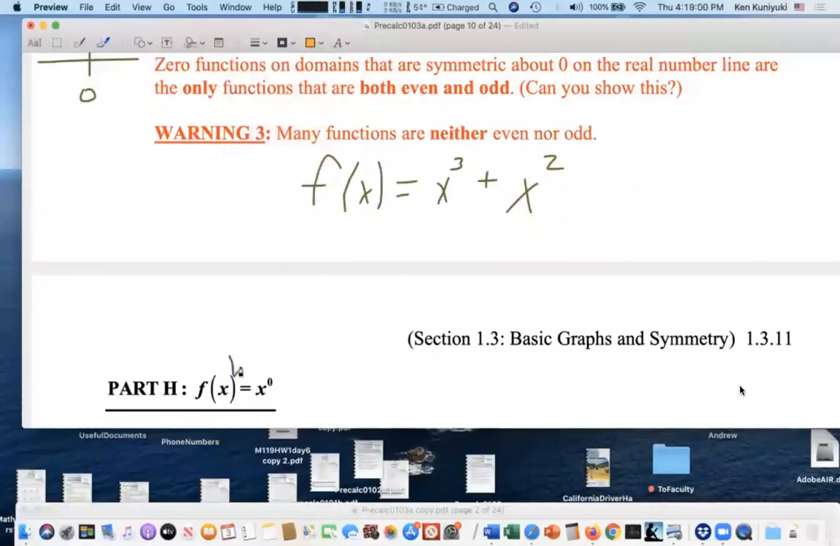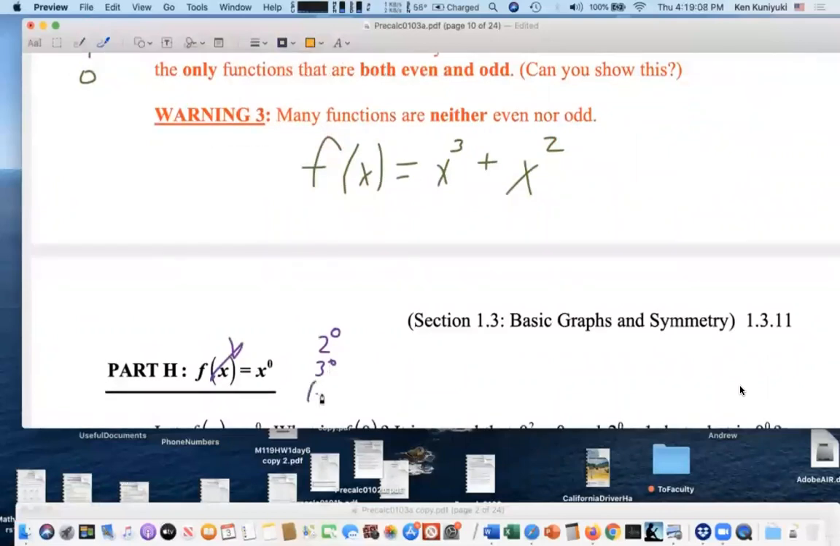So how do you graph y equals x to the 0? Well, what is 2 to the 0? What's 3 to the 0? What's negative pi all to the 0? All of these are equal to 1. Remember the rules of exponents? These are all equal to 1.